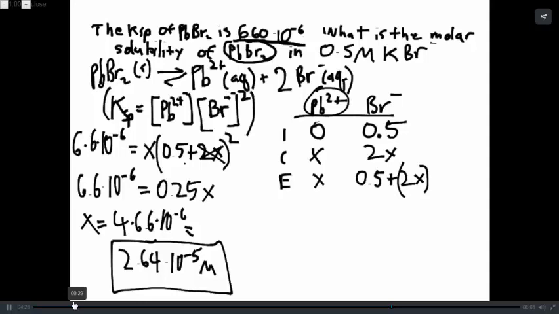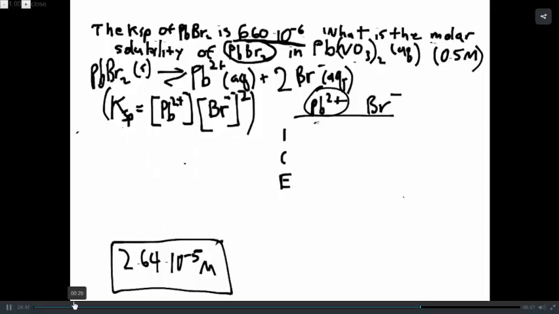Okay, so this problem has a third part, and the third part is starting in a different solution, dissolving PbBr2 into a solution where the common ion is lead. So dissolving it into lead nitrate, and the nitrate here doesn't really matter, it doesn't really affect the solubility. So here's what our ice table might look like. The big thing is that we're initially starting with 0.5 molar lead. And when it fills out, we get this.